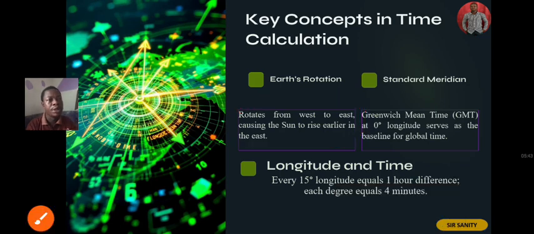So we continue. Now, as I said earlier on, every 15 degrees of longitude is equal to 1 hour difference. This means that if 15 degrees is equal to 1 hour, and 1 hour is equal to 60 minutes, then when you divide 60 minutes by 15 degrees, it will give you 4 minutes. Therefore, every 1 degree of longitude is equal to 4 minutes in time. It's called 4 minutes.